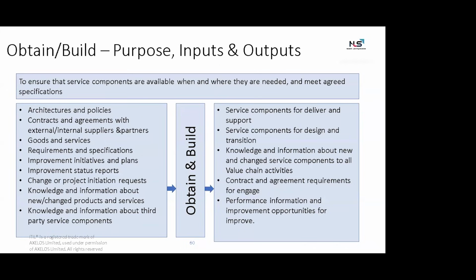And outputs are service components for deliver and support, service components for design and transition, knowledge and information about new and changed products and service components under value chain, contracts and agreements, performance information and opportunities for improvement. So how is performance information important here? Any idea? Any guesses rather?